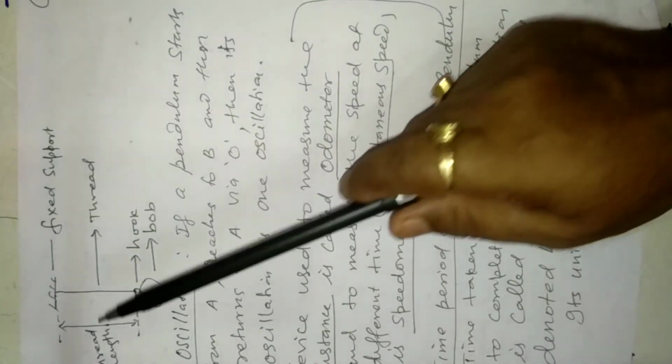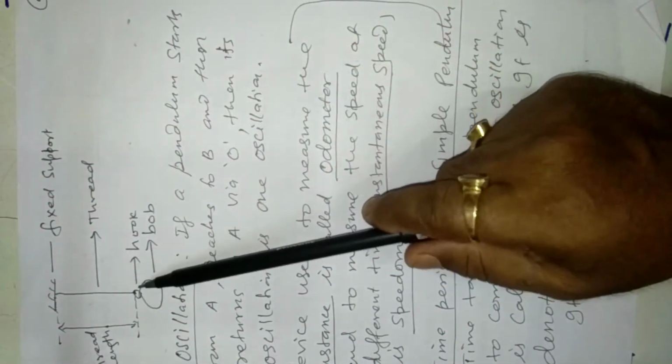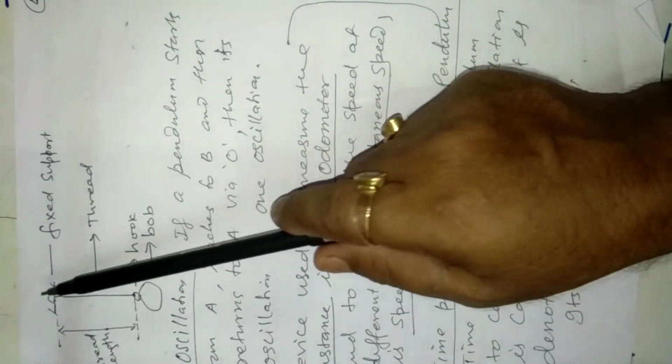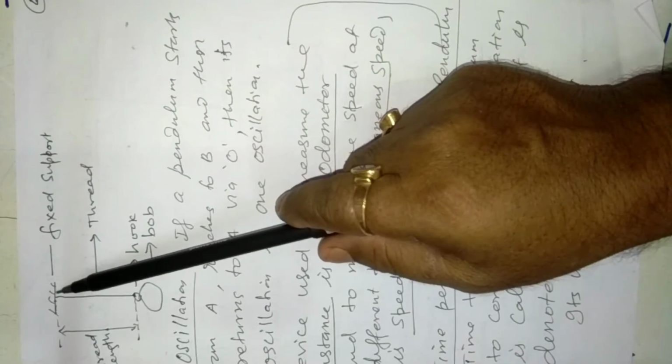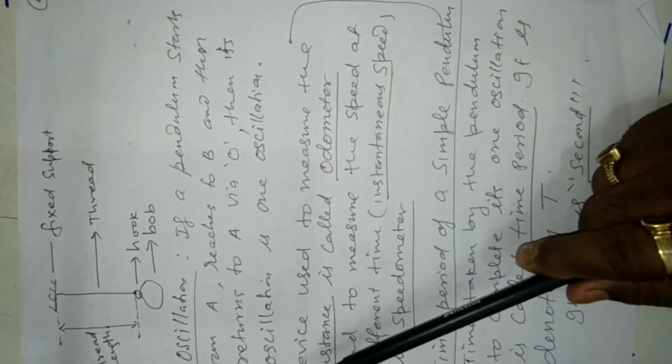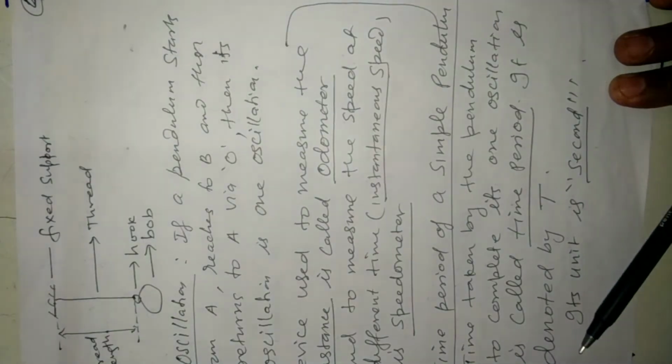Here I have again made the figure, and this is the fixed support, this is the thread, this is the hook, this is the bob, and this length from the hook to the suspension point is the thread length. So this is all about the pendulum and the structure of the pendulum.